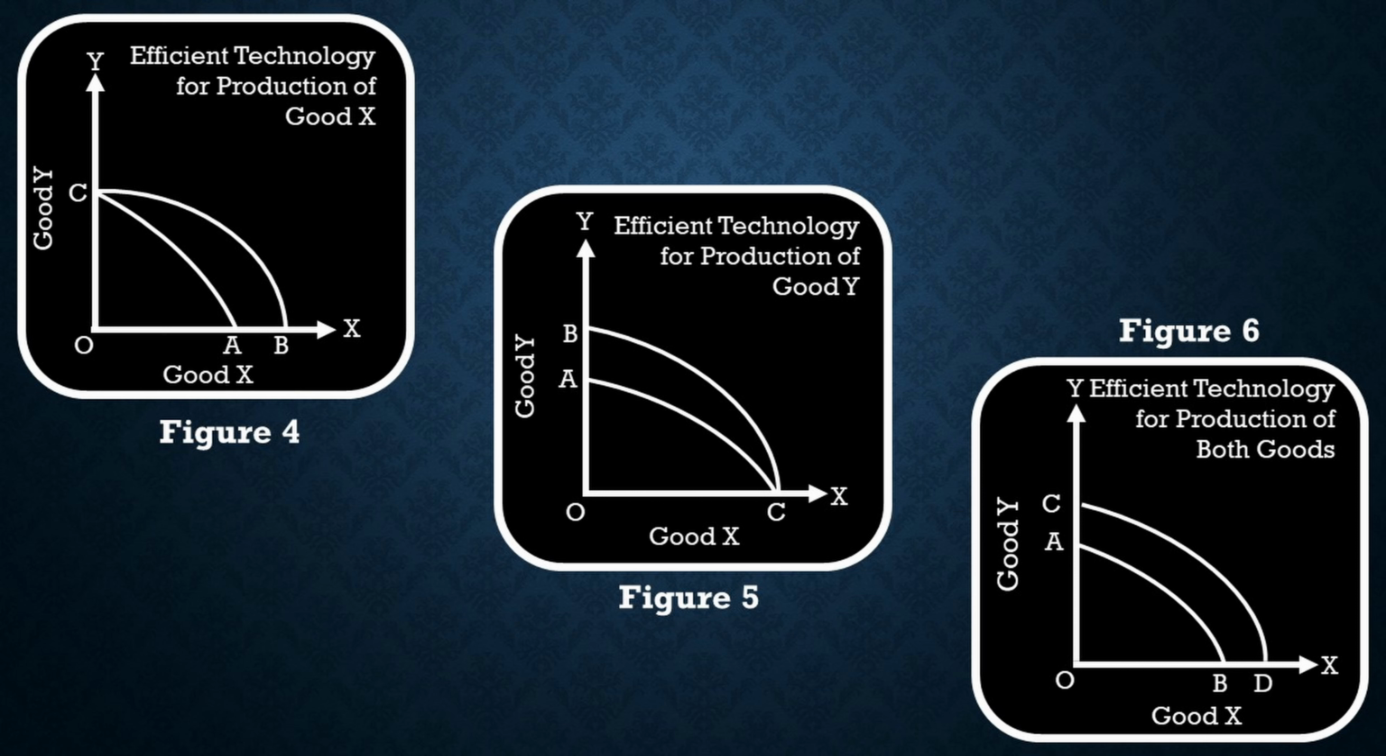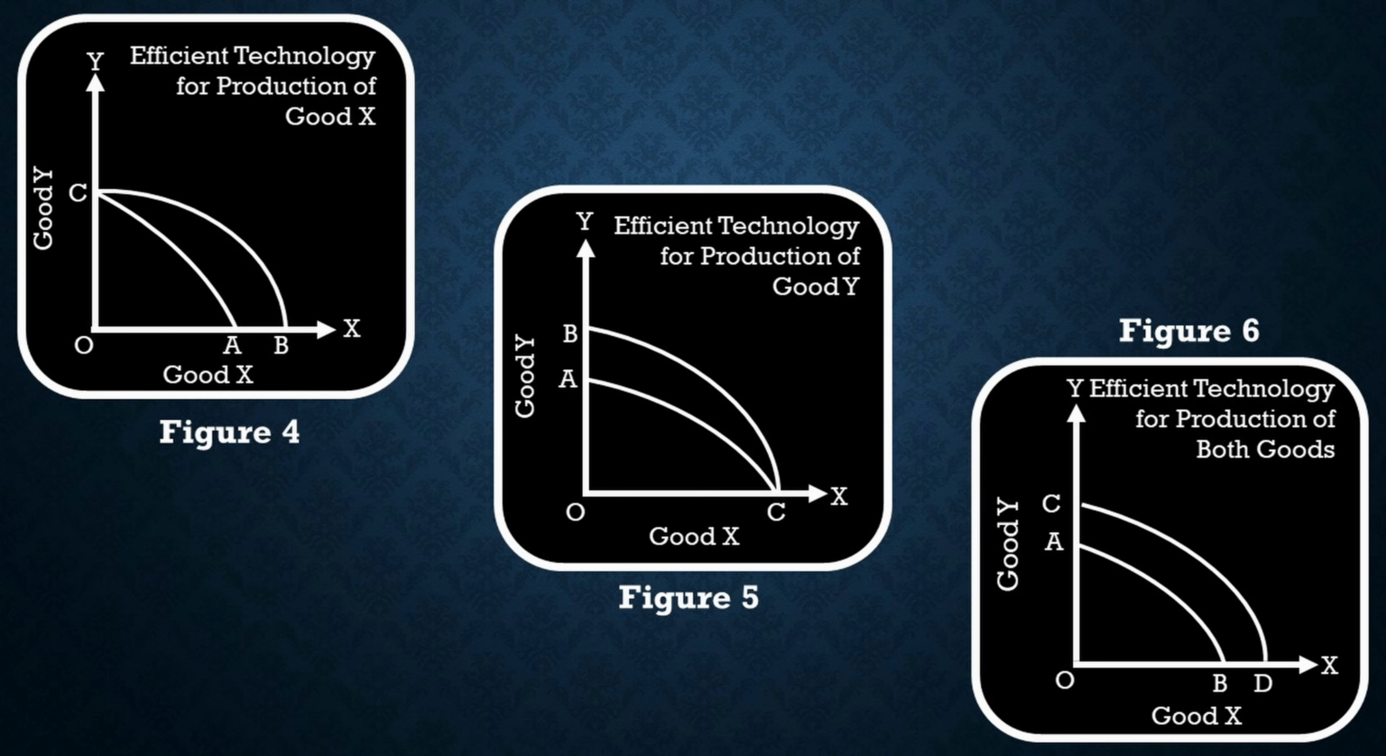First case is shown in figure 4, which shows that PPC will rotate for good X. This means that producer will use more technology for production of good X. That means PPC will rotate from AC to BC.